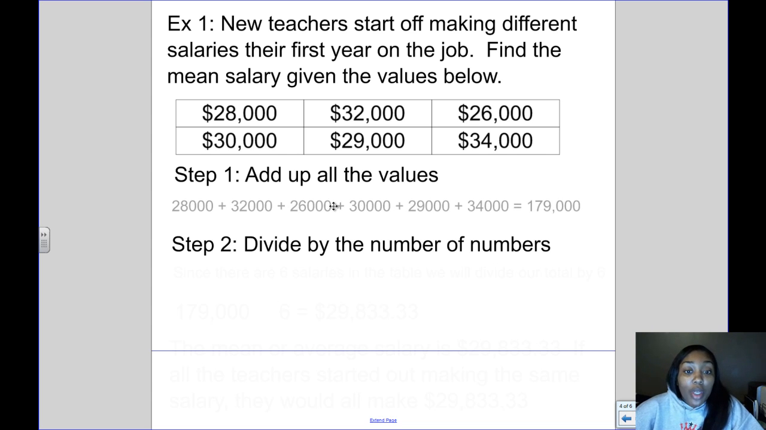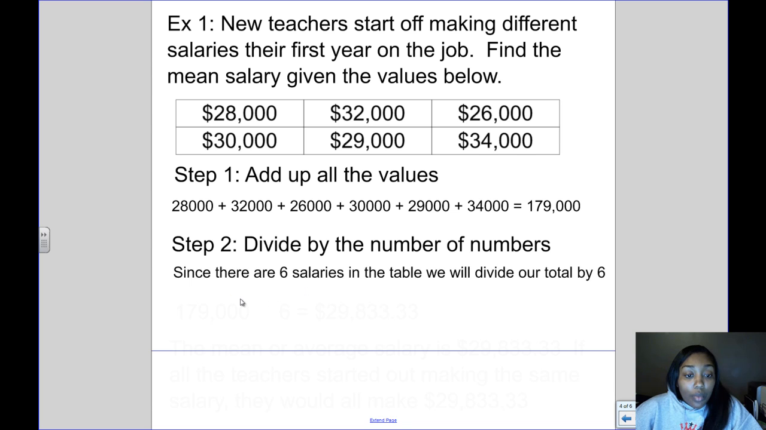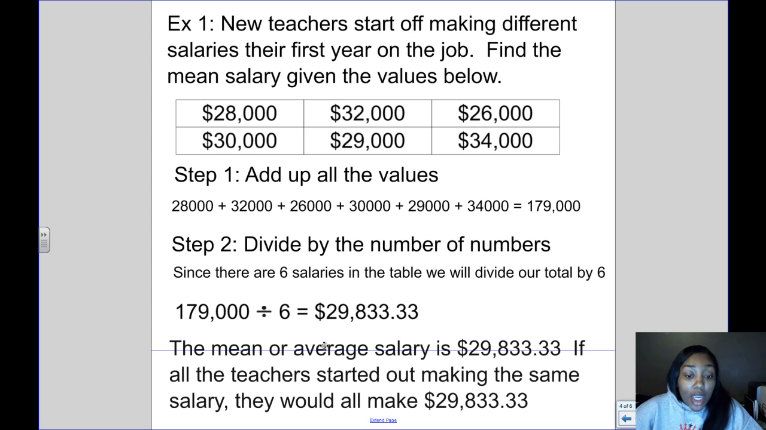So the first thing we're going to do is add up all the values in the table. If we add up all the values, we will end up with 179,000. Then the next step is to divide by the number of numbers. There are 6 different salaries up here, so we're going to take 179,000 and divide it by 6, which would give us $29,833.33. So that means the mean or average salary is $29,833.33. If all the teachers started out making the same salary, they would all make $29,833.33.